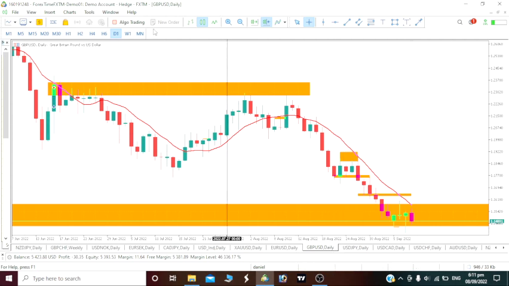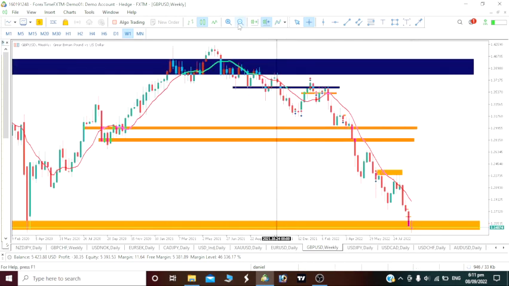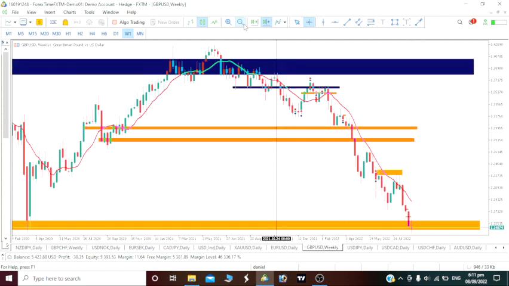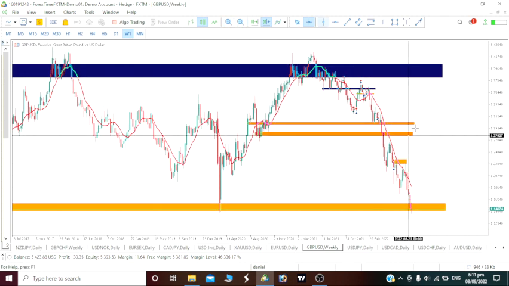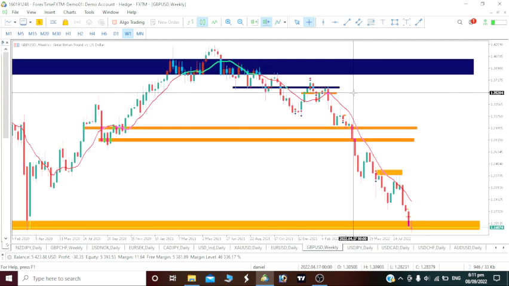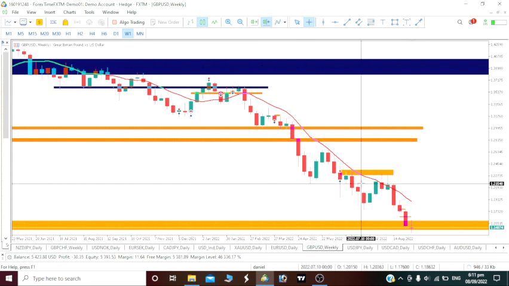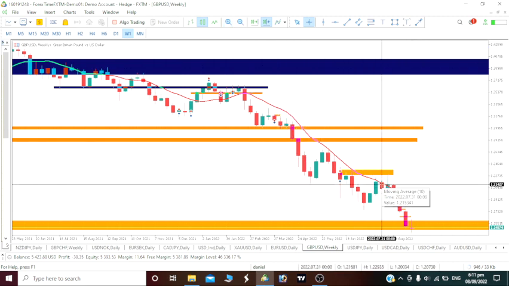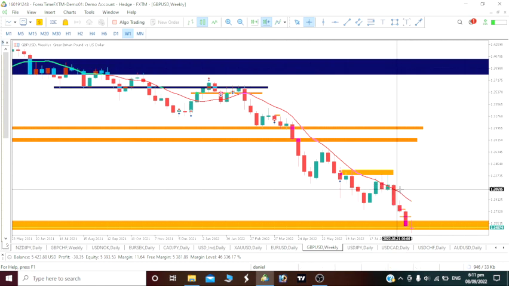Now let's see our GBPUSD. GBPUSD on the daily time frame, we'll see on our weekly time frame. Zoom it out. We are actually on a bearish move, by the way. That is one. Secondly, price is below our 10-period moving average. This moving average you can see here is the 10-period moving average. So price is below it, which means we should look to short.